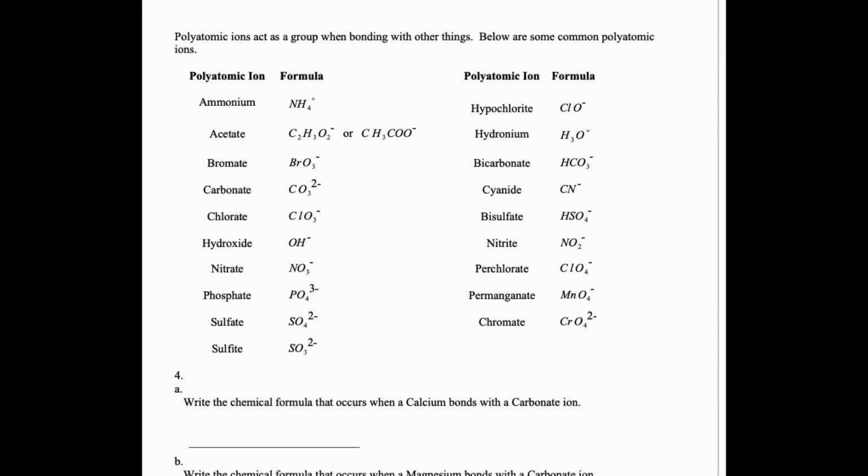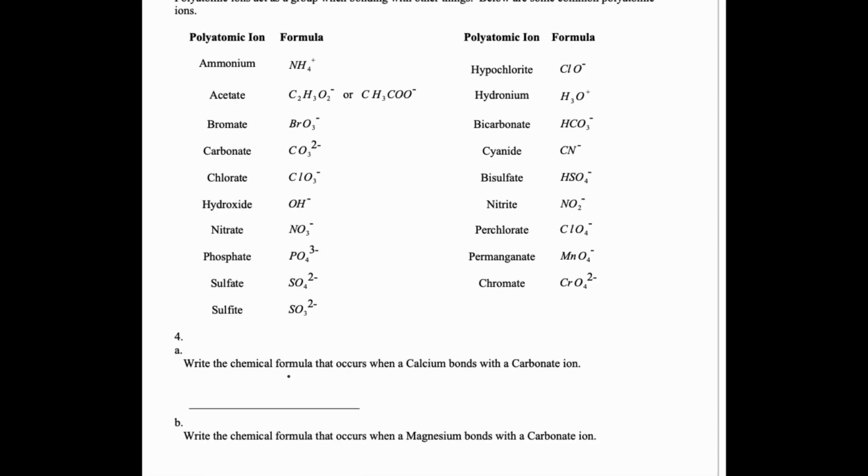The last thing I'll cover in this video is polyatomic ions. So sometimes certain atoms will act as a group when they bond, and some common groupings are shown here. They're called polyatomic ions. They're just ions that tend to stay together, and they tend to react as a unit in chemical reactions. These are some of the most common ones, but there are many others.